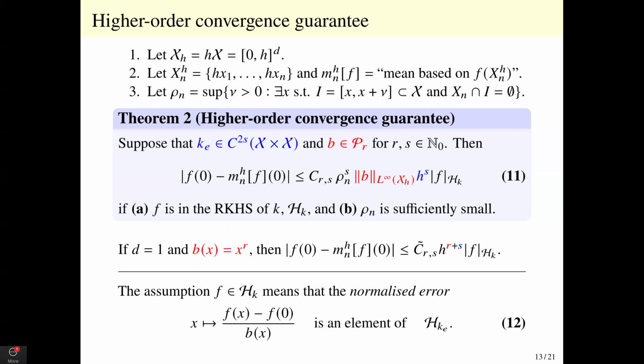By this logic, do you want to take S as large as possible or as small? Yes, as large as possible. But at some point it may be that your assumptions no longer hold. This F is the approximation process, and we assume that it's in a certain reproducing kernel Hilbert space, which is basically a space of S times differentiable functions. Technically, it's usually a Sobolev space, but that's close enough. So if you put in too large an S, this theorem no longer holds.